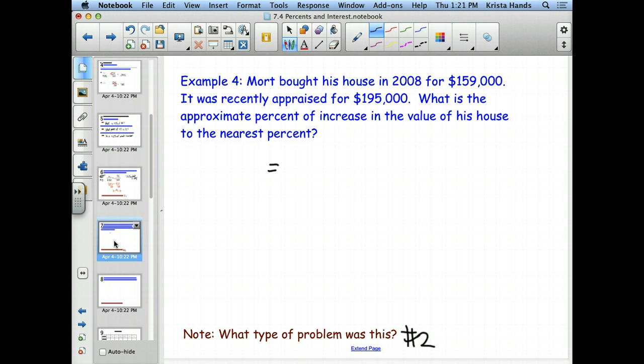Case number 2 sets up just like case number 1. We've got something over 100, and what we're looking for this time is exactly the percent. It's the value over 100. Now we need to be careful about how the problem's worded and what we're asked to actually find. In 2008, it was 159,000. Recently, it was 195,000. The question asked me to find the approximate percent of increase in the value of the house.